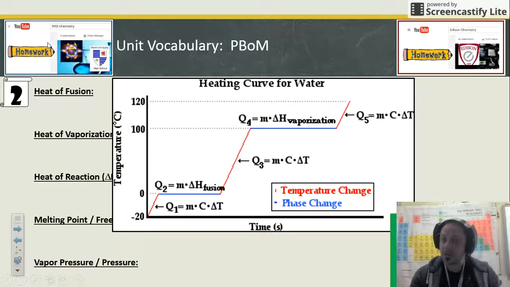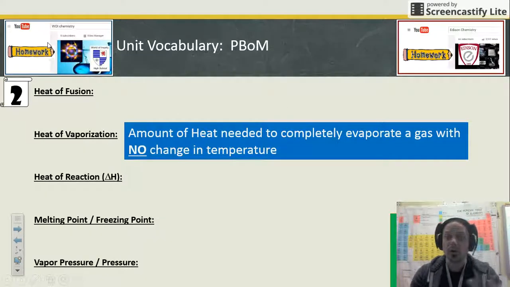Heat of vaporization is used at a different time. Instead of melting and freezing, we're going to use the heat of vaporization when we are boiling or condensing. And it's the same concept as the amount of energy used to boil or condense a substance from the liquid or the gas. Okay? No changes in temperature happen there.